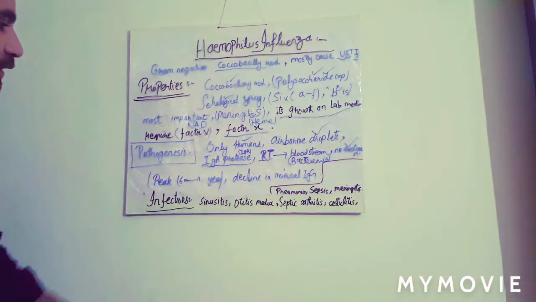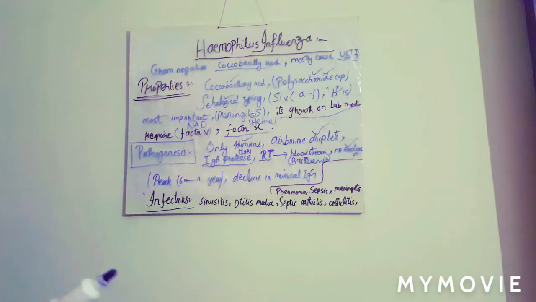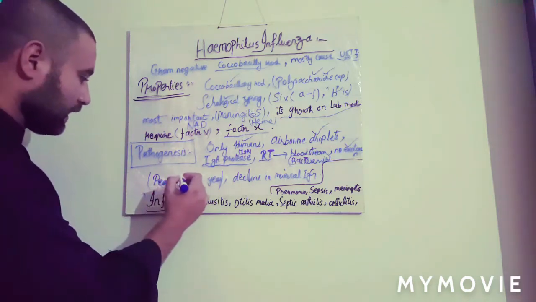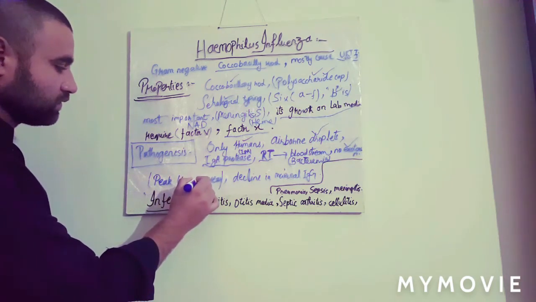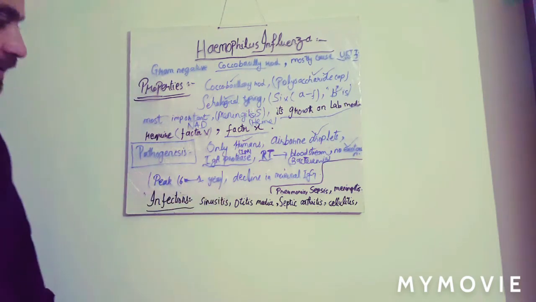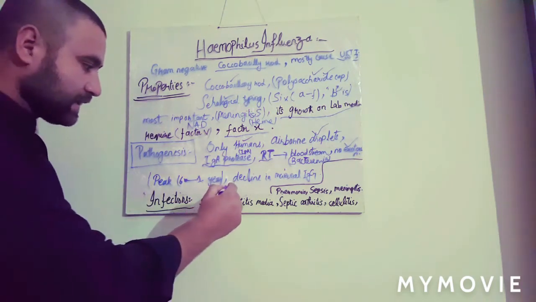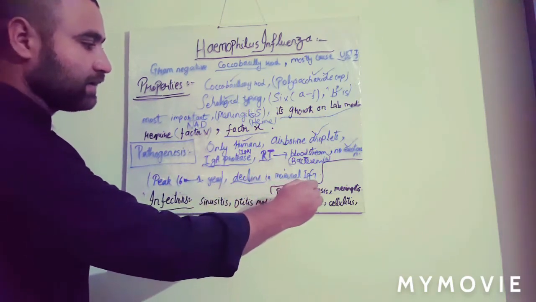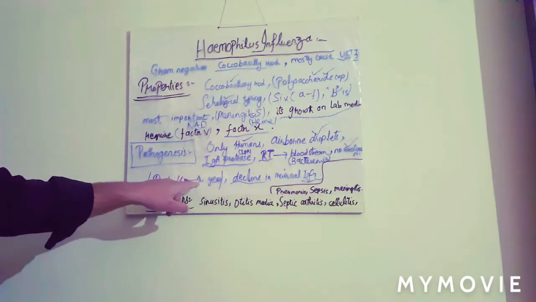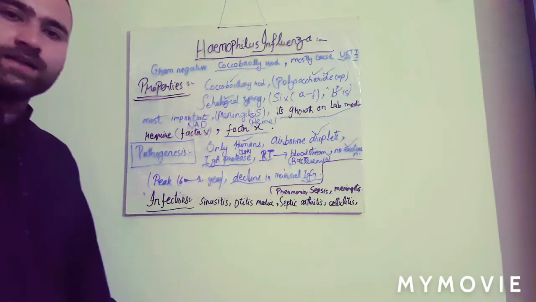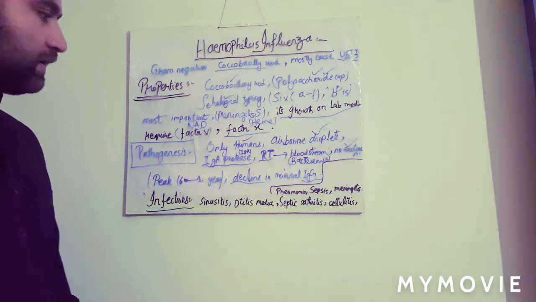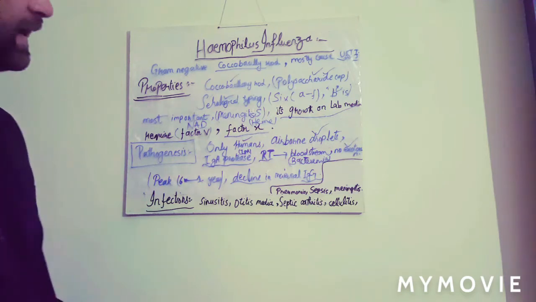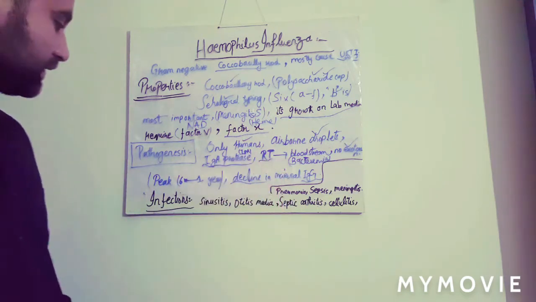The peak infections are seen in children aged 6 months to 1 year. Why? Because there is a decline in the maternal IgG at this age, and after 2 years the IgG is formed in the children and their immunity is enhanced, therefore its infections are decreased.